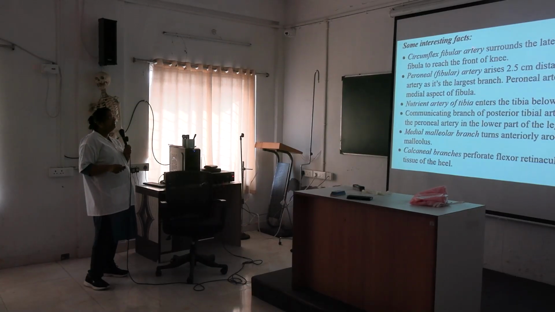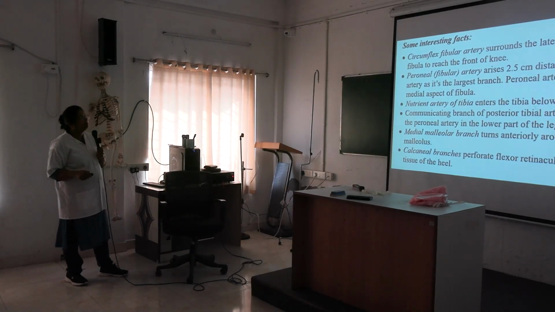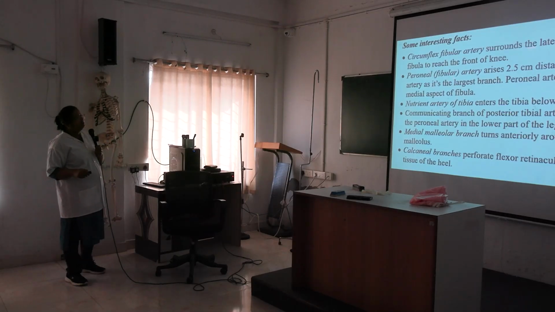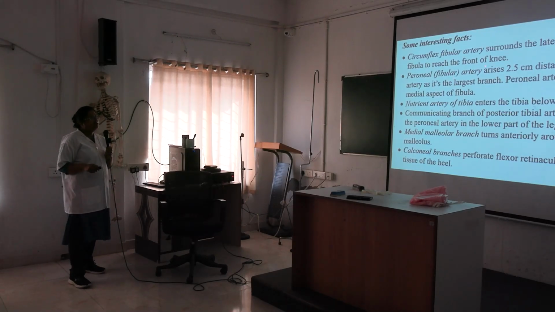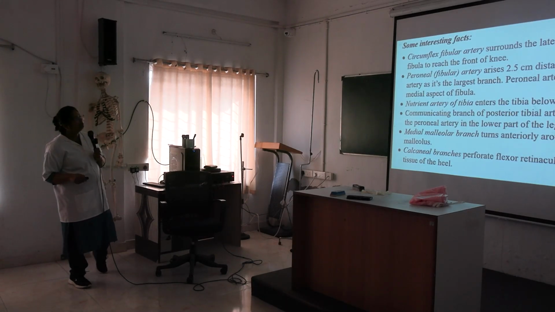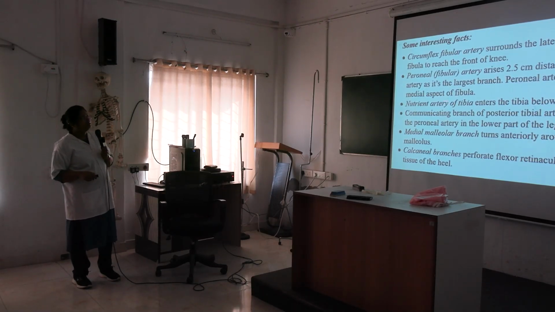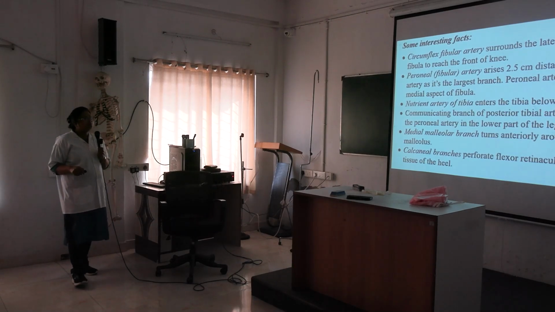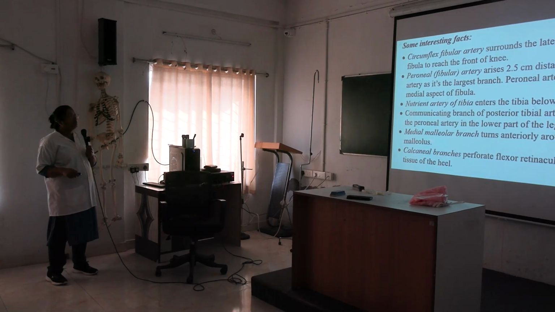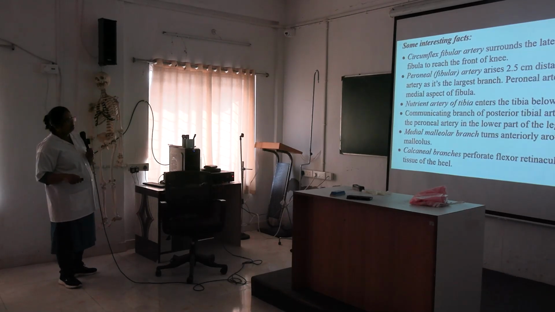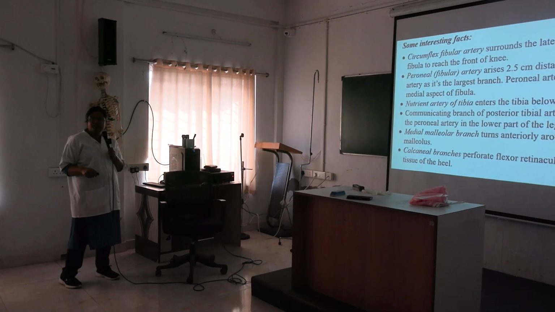The circumflex fibular artery surrounds the lateral side of the neck of the fibula to reach the front of the knee. The peroneal artery, or fibular artery, arises 2.5 cm distal from the posterior tibial artery, as it is the largest branch, and it descends along the medial aspect of the fibula. The nutrient artery of the tibia enters the tibia below the soleal line, and the communicating branch of the posterior tibial artery anastomoses with the peroneal artery in the lower part of the leg.